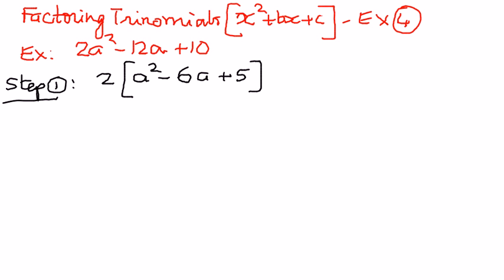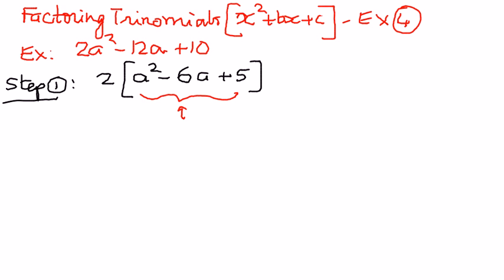Let me check this. 2 times a squared is 2a squared. 2 times negative 6 is negative 12a. 2 times positive 5 is positive 10. So 2 is common in all of these, and therefore I pulled it out. What we need to do is factor this part alone. This is now a trinomial. We want to factor a squared minus 6a plus 5. We will keep the 2 as part of the answer, and then proceed in that manner.